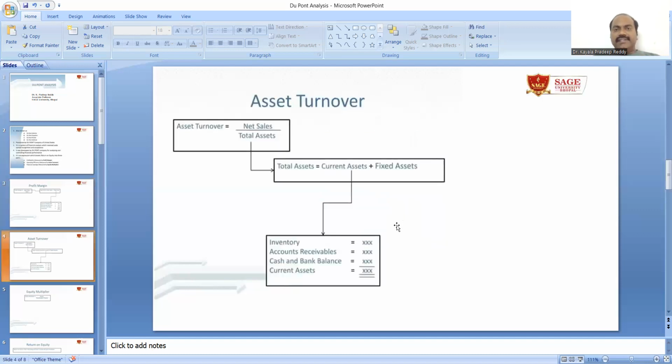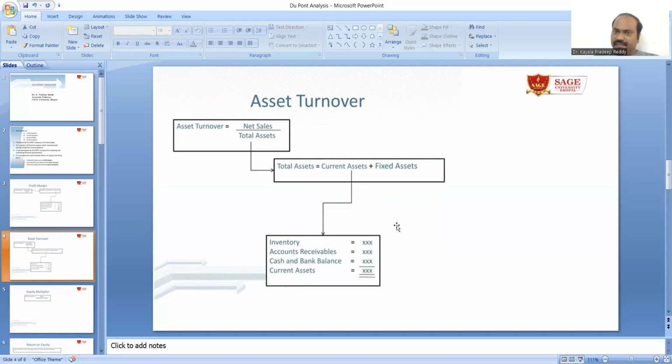And the second one is the assets turnover. Assets turnover is equal to net sales by total assets. So what is total assets? It is current assets plus fixed assets. Current assets are like stock, bills receivable, debtors, and cash in hand and at bank, all together.